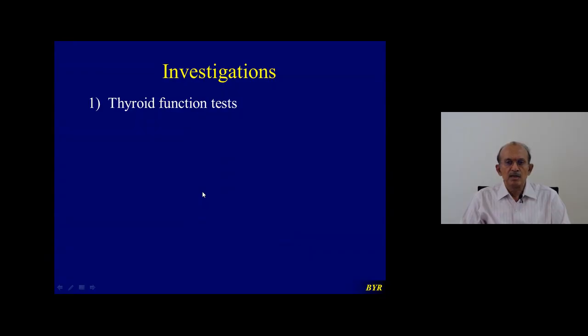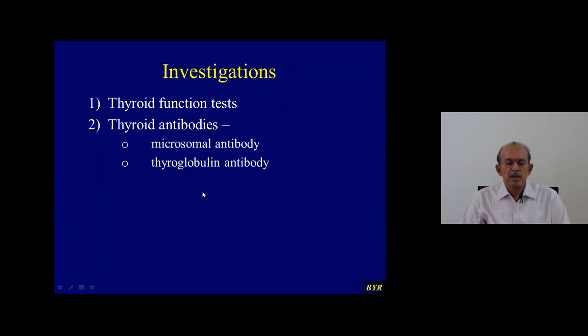Investigations: thyroid function tests. In the initial stages, they will be elevated, but in later stages, they will be decreased. Autoantibodies for thyroid gland. There are two types of antibodies. The antibody to the cytoplasm, that is the microsomal antibody, then antibody to the thyroglobulin, that is the thyroglobulin antibody. Both of them are elevated. FNAC is a very useful investigation to differentiate it from simple goiter as well as from the carcinoma.